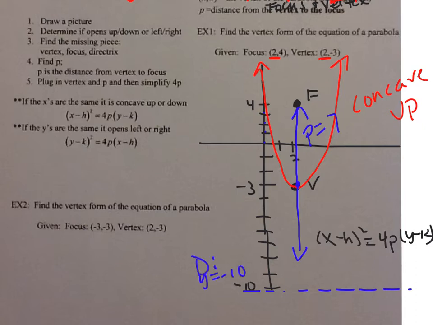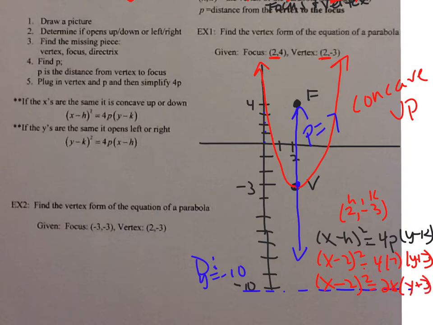That's your d. Okay, you don't need the directrix to write the equation, but that's how you would find the directrix. All right, so now we're going to write the equation. So I have x, so it's going to be x minus h, and my vertex is (2, -3), so that's your h, k. So it's (x minus 2) squared equals 4 times p, which is 7, times (y plus 3). So that's (x minus 2) squared equals 28 times (y plus 3).